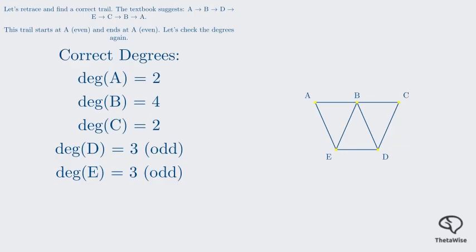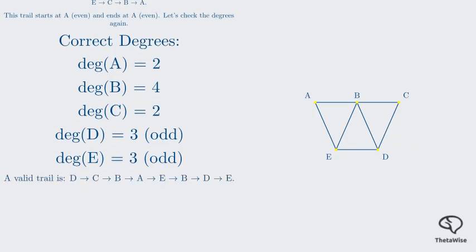The odd degrees are D and E. A trail must start at D and end at E. So, the textbook's example trail is incorrect for its own graph. An Eulerian trail must start and end at the odd degree vertices D and E.